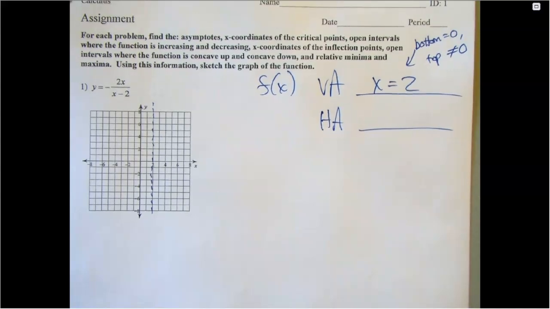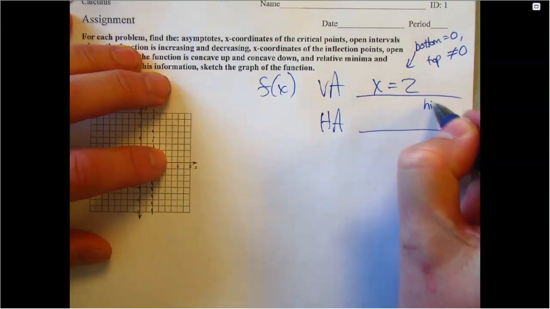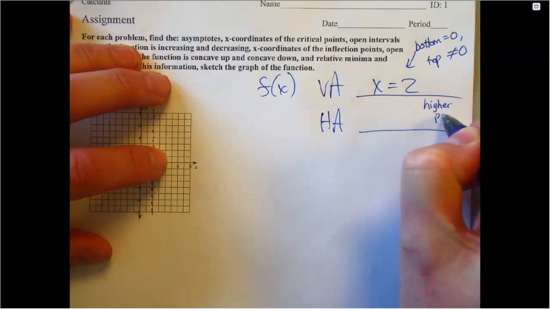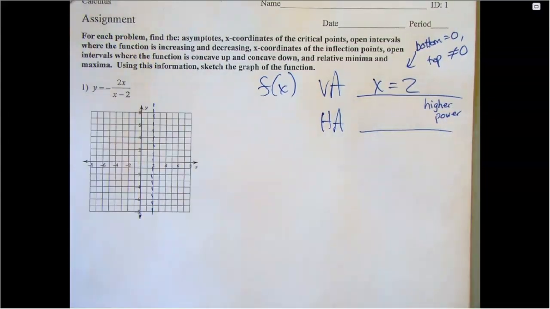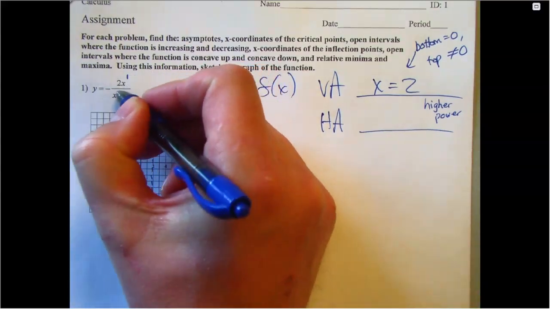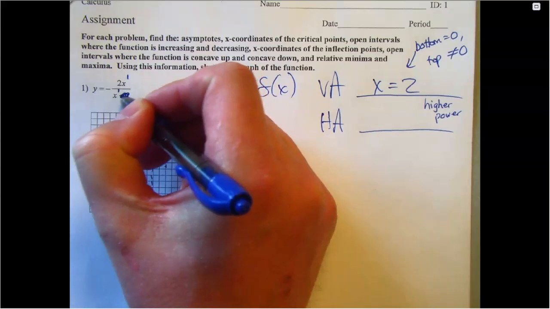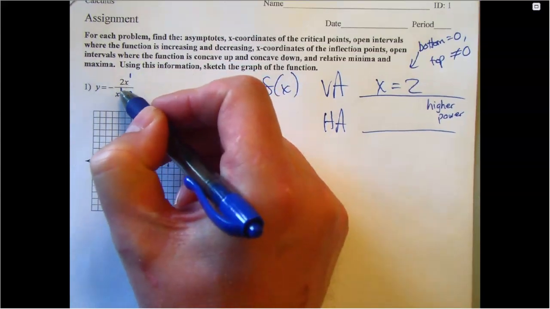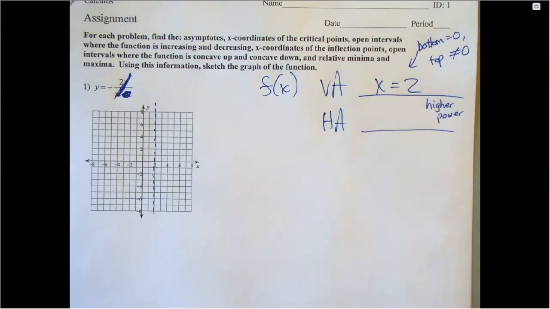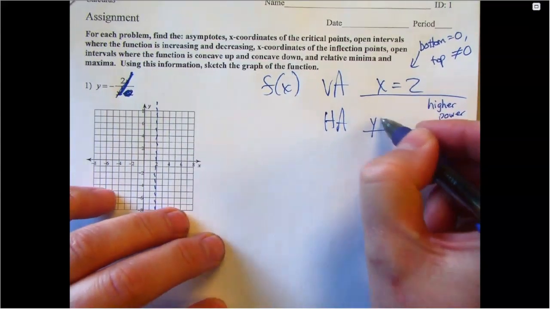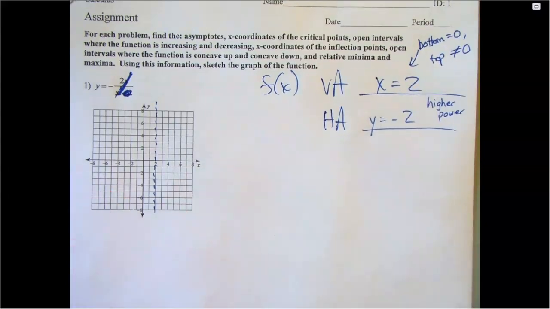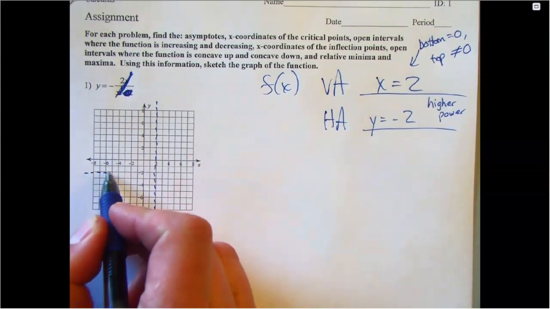The horizontal asymptote is where you're looking for the higher power. So is there a higher power on top, bottom, or tied in this one? It's tied because you got x to the first, that -2 doesn't matter. And basically you cross off the tie, and the coefficients that are left over is your horizontal asymptote. So at y equals -2, there's a horizontal asymptote.